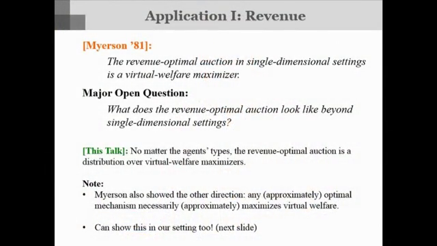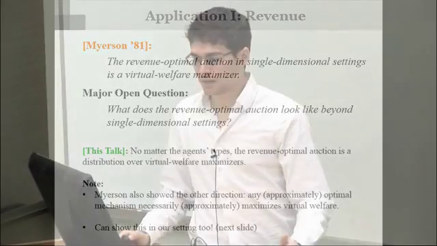So the first application is, not surprisingly, for revenue. In 1981, in Meyerson's seminal paper, he showed the following structural result about auctions. We said that the revenue optimal auction in single-dimensional settings is a virtual welfare maximizer. And a major open question since then is, what does a revenue optimal auction look like beyond single-dimensional settings? So even for additive, we don't know anything, and definitely beyond additive, we really don't know anything.